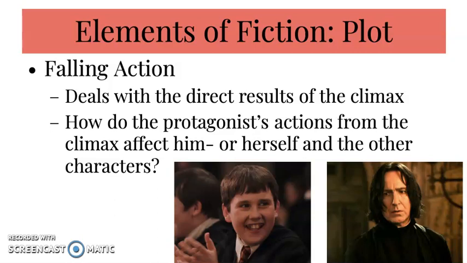So if we think about Harry Potter, maybe after that climax when Harry first meets Voldemort in the first book or movie, if you are more of a moviegoer, we might begin to wonder what happens to the other characters in the story because of this moment. You know, what happens to Professor Snape or what happens to Neville?